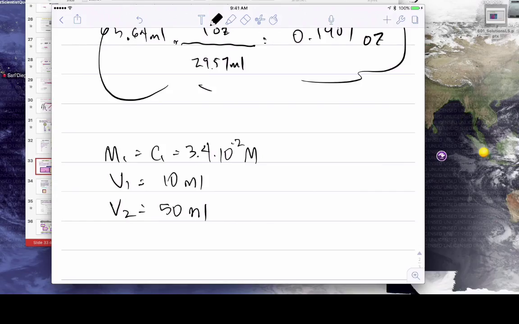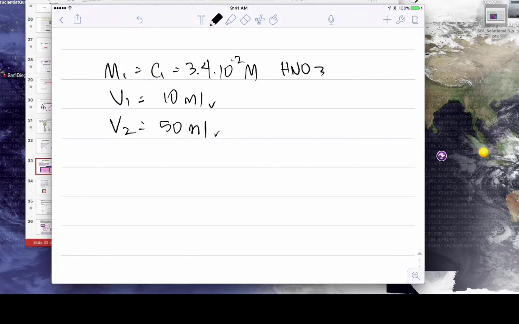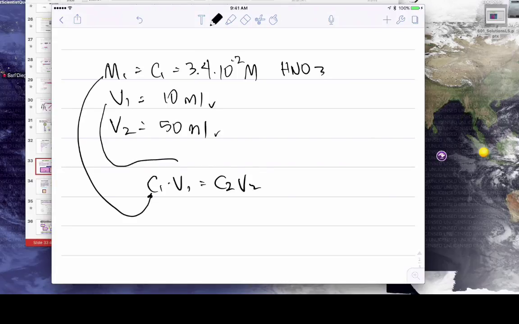So what we have in that problem was that the concentration of nitric acid is 3.4 times 10 to the minus 2 molar. The volume of that solution was 10 milliliters, and we want to prepare a solution that's 50 mL. So our equation is C1V1 equals C2V2. We know what C1 is. We know what V1 is. We know V2. We just need to calculate C2.